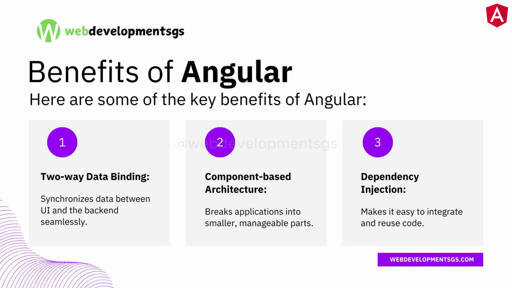Now come to the benefits of Angular. Here are some key benefits of Angular. Number one, two-way data binding. Angular provides functionality for two-way data binding to synchronize data between UI and the backend seamlessly. Number two, its component-based architecture breaks applications into smaller and manageable parts. Next, dependency injection, which makes Angular easy to integrate and reuse the code.